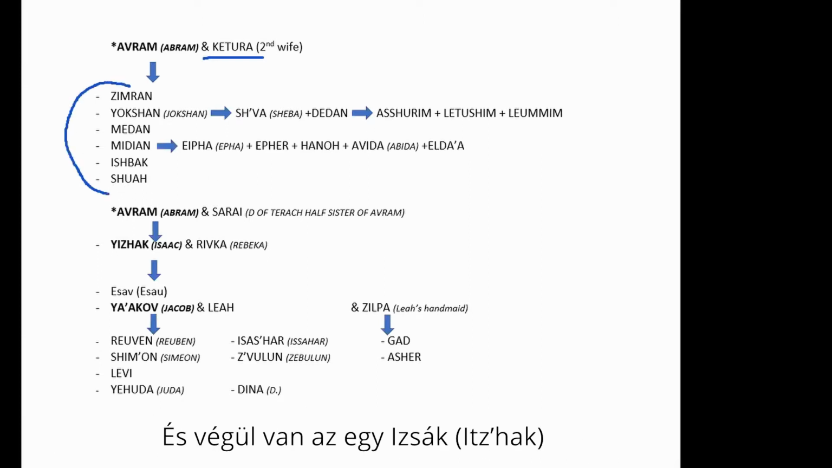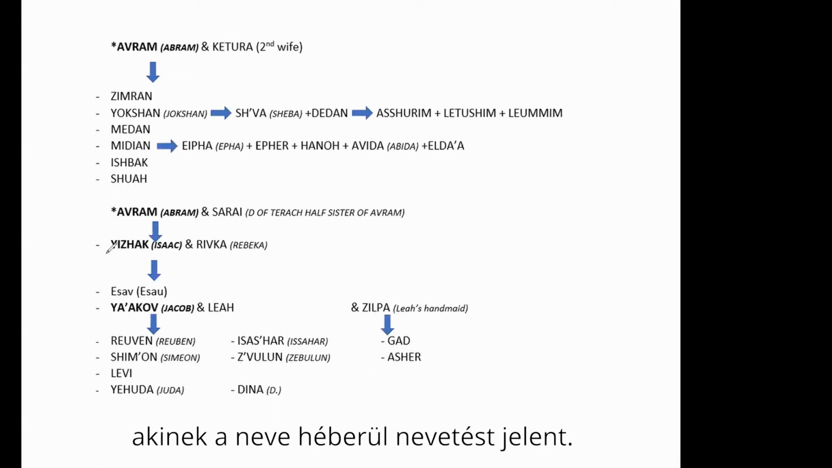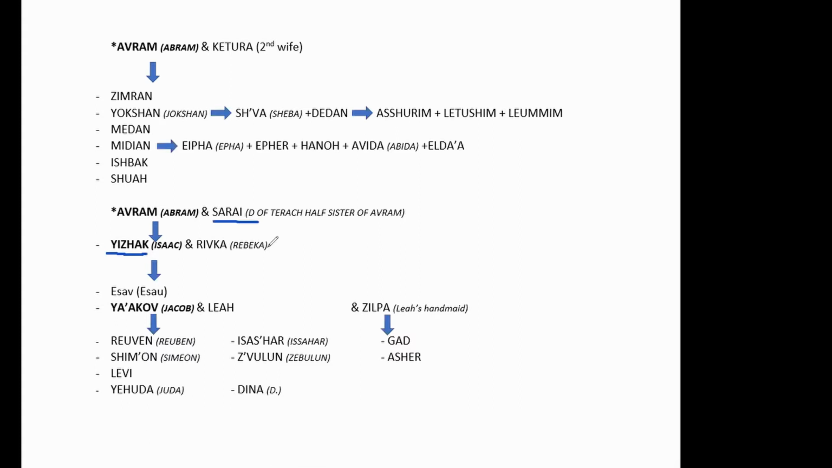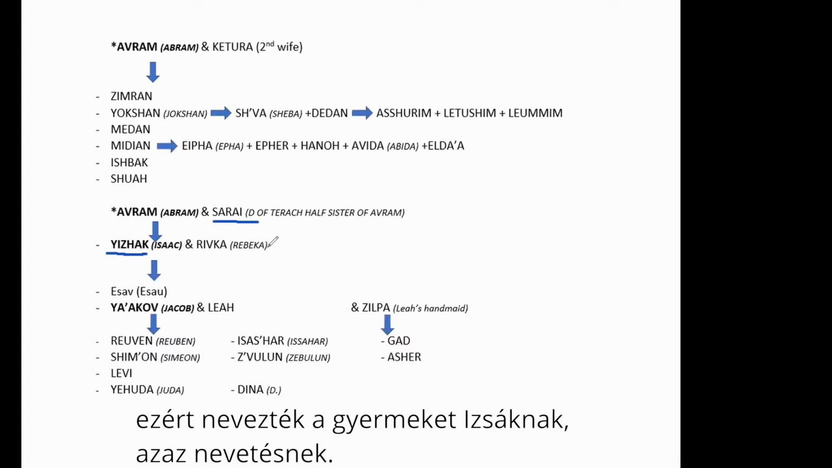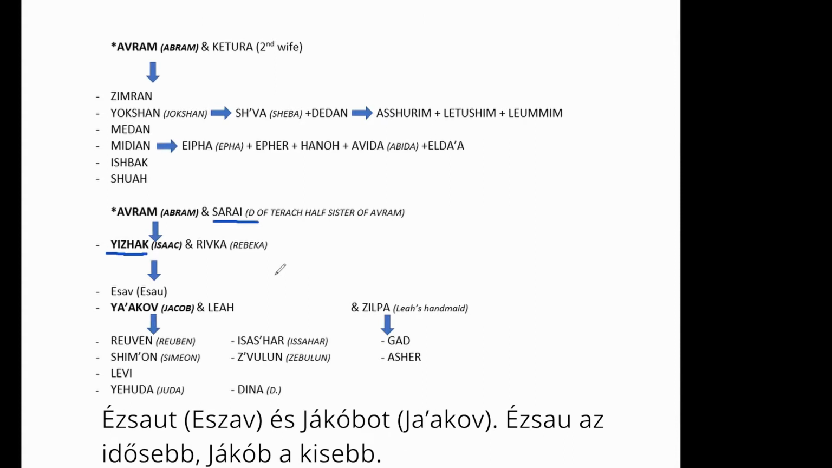And then we have the one child that is Isaac, Yitzchak. The word Yitzchak in Hebrew is from laughter. Sarah, Abraham's wife, laughed when she heard that she was supposed to be pregnant, and therefore they named their child Yitzchak, laughter. And Yitzchak is going to marry Rivka. She's going to give him twins, Esav and Yaakov. They're right over here. And Esav was the older one.